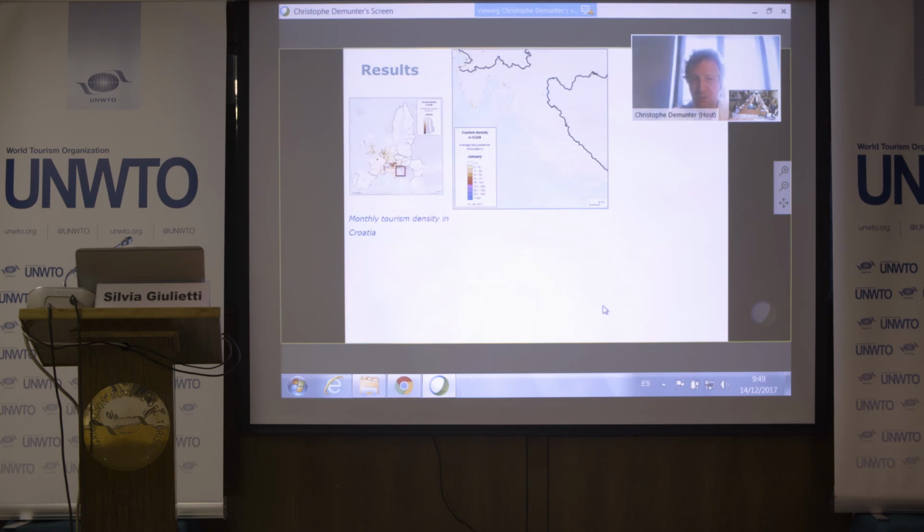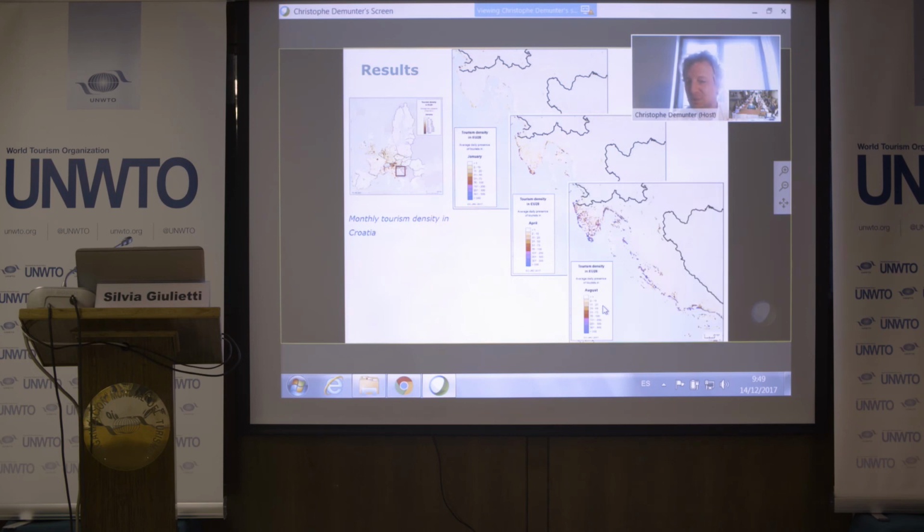This is a result, this gives for Croatia the monthly tourism density for January. Of course, January is not the top season for Croatia. This gives the same for April. So we see in the region just under Slovenia, it's becoming more busy. This is also one of the top coastal regions of the country. And this is the situation for August.